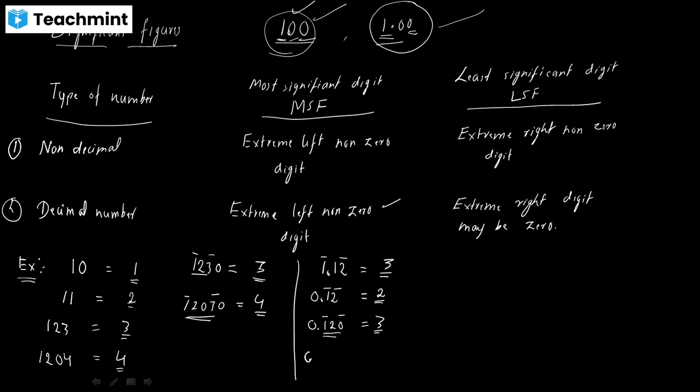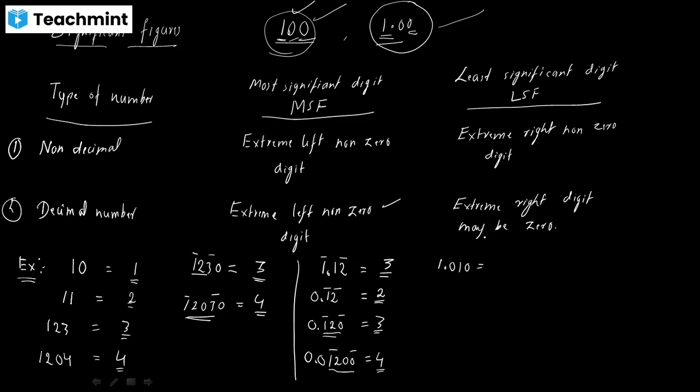Similarly, 0.01200. Now tell me, what is the extreme left non-zero digit here? 1. What is the extreme right digit? Maybe 0. Last 0, correct? Yes. So the total number of significant figures is 4. Good.